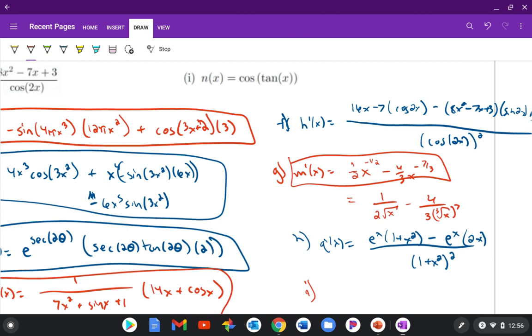This is a chain rule because we have something inside of the cosine. So the derivative, your n prime of x: the derivative of cosine is minus sine of u, so the tangent stays inside, tangent of x, times the derivative of tangent of x, which is secant squared x. And that is our solution.